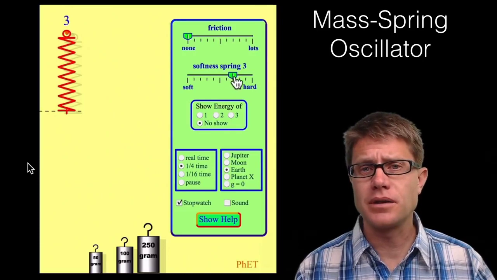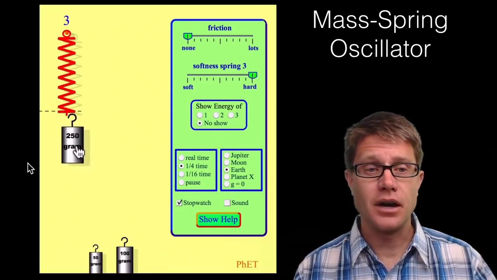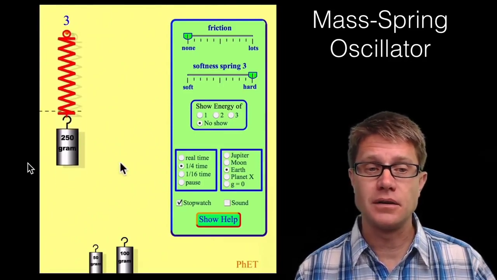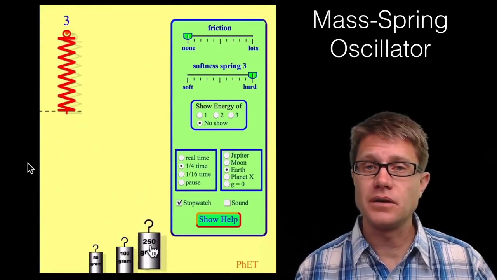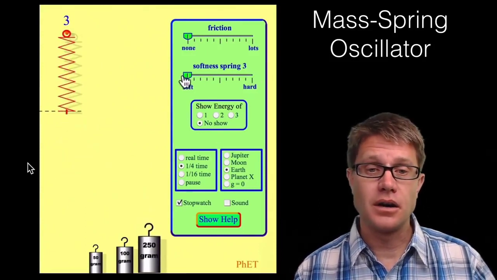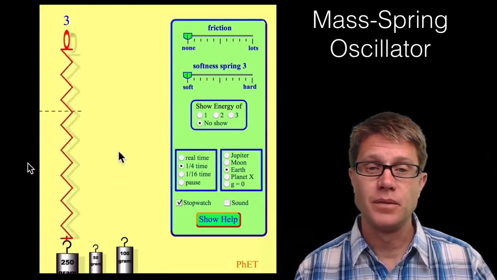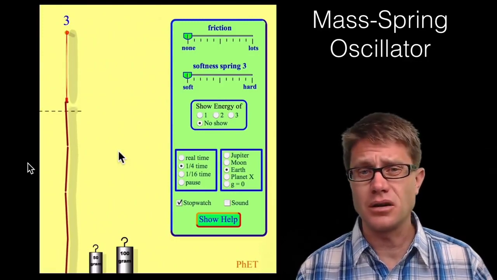But now let's play around with the stiffness of the spring. We call that the spring constant. So now I've made it a stiffer spring. I put that 250-gram mass on it, and you can see the period is now decreasing. And so by increasing the stiffness of the spring, we are decreasing the period of the spring. Now let's really make it a soft spring. What happens? You can see the period gets really, really large.